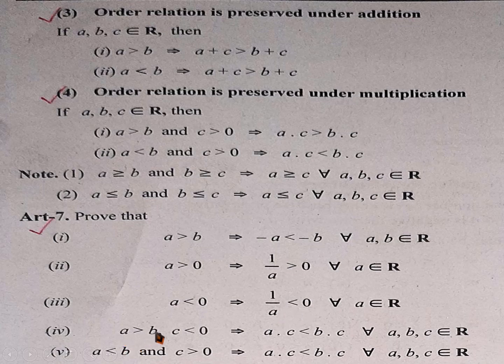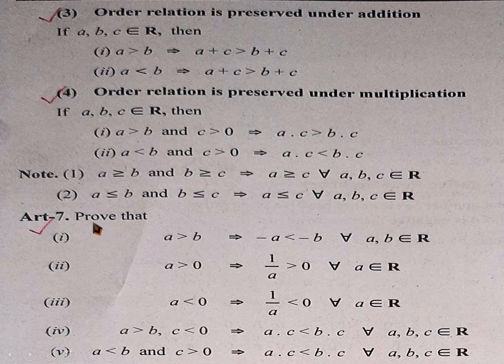Now a greater than b, c negative. Here we are multiplying with a negative number, then this greater than will be changed into less than. AC is less than BC. Now a less than b, and we are multiplying with a positive real number, then the inequality remains the same. In this less than, here is also less than, AC less than BC.